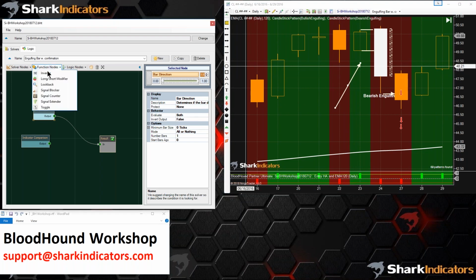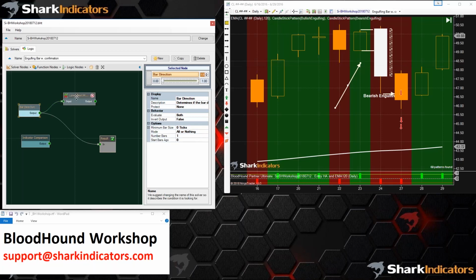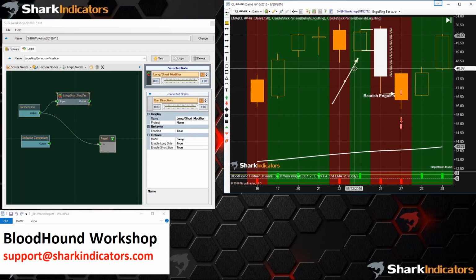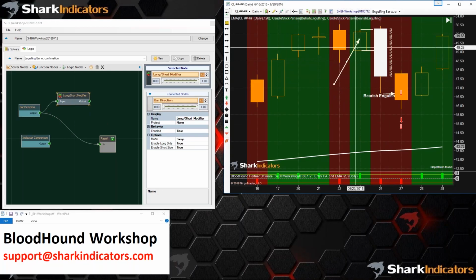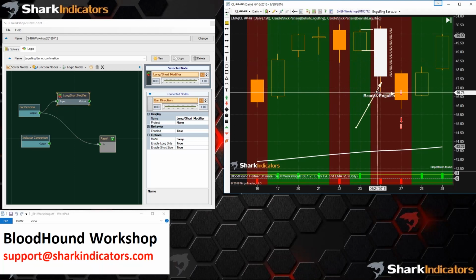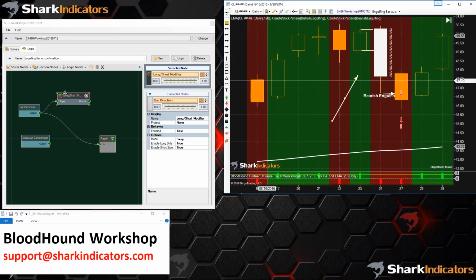The way I'm going to do that is use the long short modifier. Not only do we need this long output for this up bar to be reversed to a short output, but we also need to take the output of this bar and shift it forward by one bar onto the next day. So we're going to do two steps here.